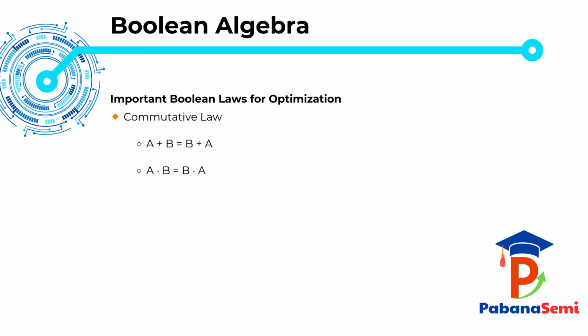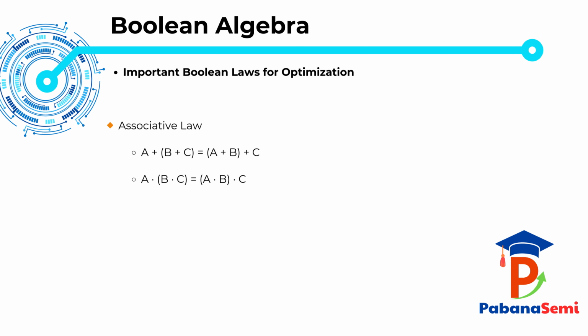So, whether we express it as A or B or B or A, and whether we say A and B or B and A, the result stays the same. The logic result is exactly the same. This property allows flexibility in writing and rearranging Boolean expressions, which is very useful during logic simplification and optimization.